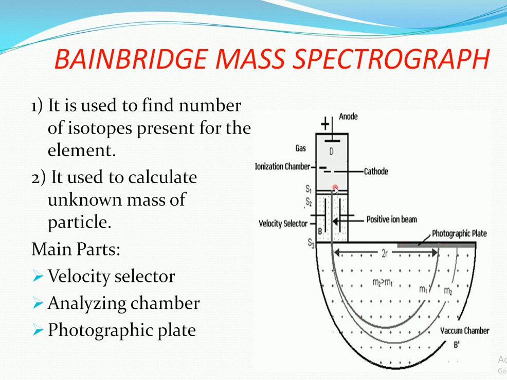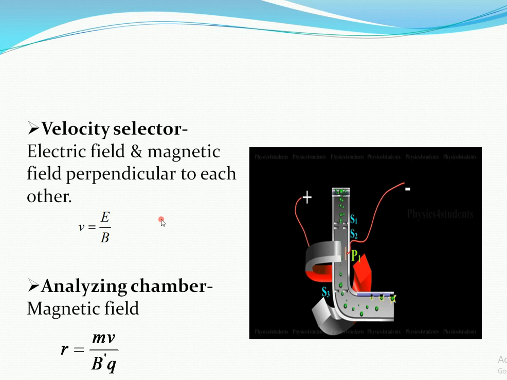When the positive particle enters the velocity selector, because of the electric field and magnetic field, the velocity of the positive particle is E/B. So the positive particle having this velocity will not be deflected while passing through the velocity selector and enters the analyzing chamber. In the analyzing chamber, again a magnetic field is present, and because of this magnetic field, the positive particles travel in a circular path and fall on the photographic plate. This circular path has the radius r = mv/(B'q).